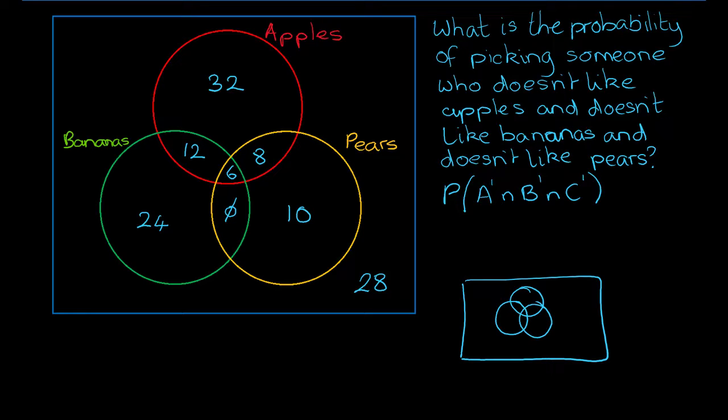So we want to shade everything that's not A. Then everything that's not B in a different direction. And then finally, everything that's not P. Sorry, I put C in earlier. It should obviously have been P for pears. I'm going to use a wiggly line for the P.